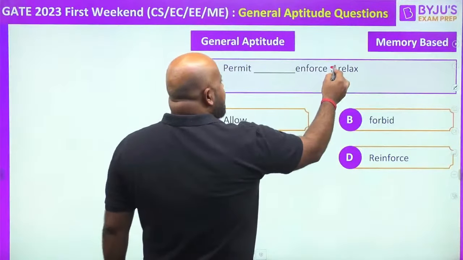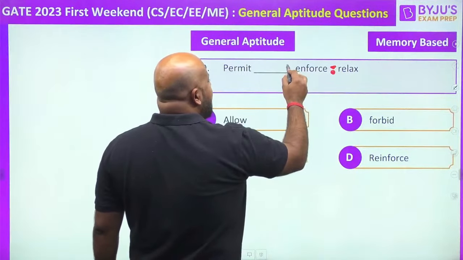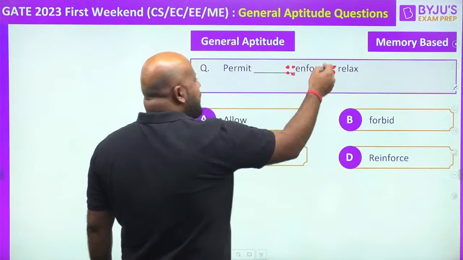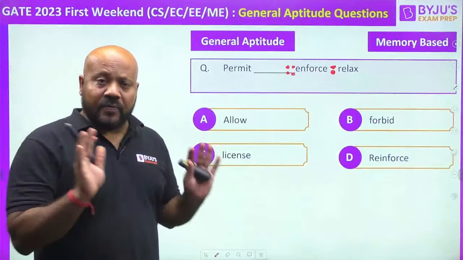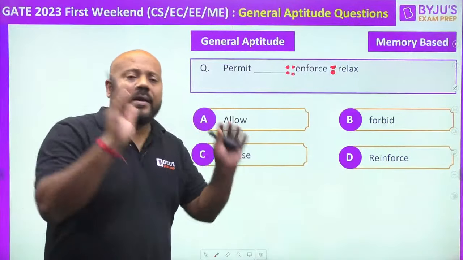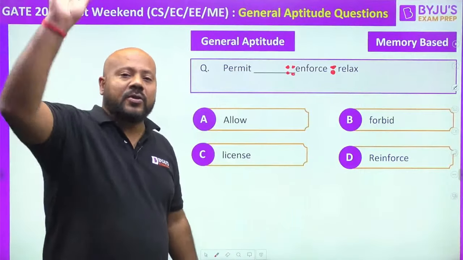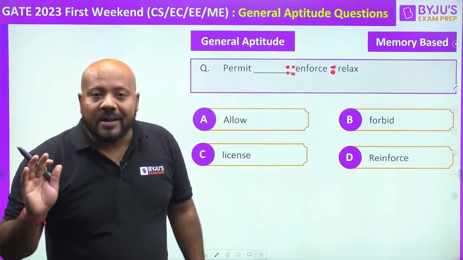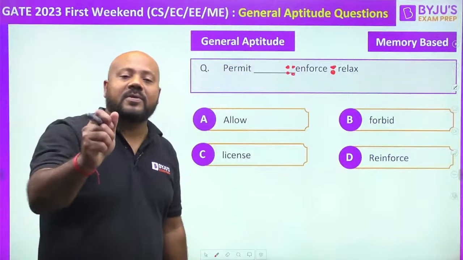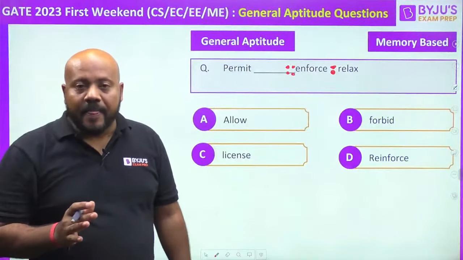Enforce and relax. What is the meaning of enforce? Enforce means to use your force. Forcefully ask somebody to do something. Because suppose I enforce you to read, it means I am imposing on you. मैं जबरदस्ती तुमसे कह रहा हूं कि भैया पढ़ ले, भैया पढ़ ले.